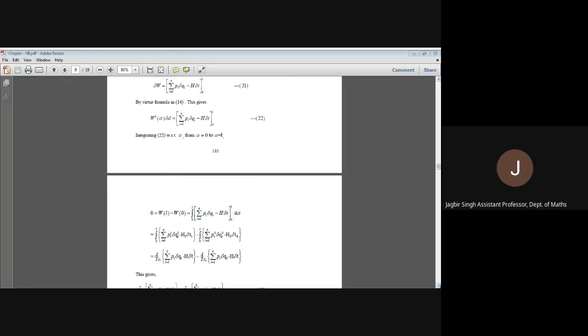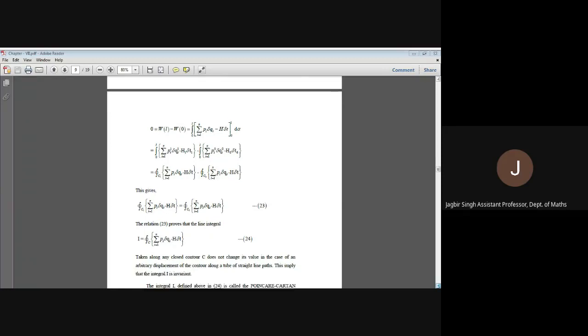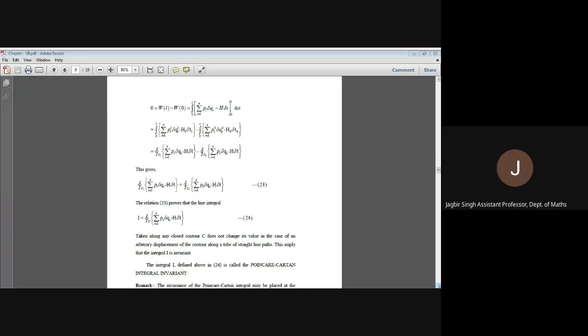And so from here, what we obtained, that on the final curve as well as on the initial curve, this quantity summation i from 1 to n p_i delta q_i minus H delta t is having the same integral value. So this term is known as the Poincare-Cartan integral invariant. That this term is invariant under closed contours when the transformation is made through the straight line paths. Okay, so this is the quantity known as Poincare-Cartan integral invariant.